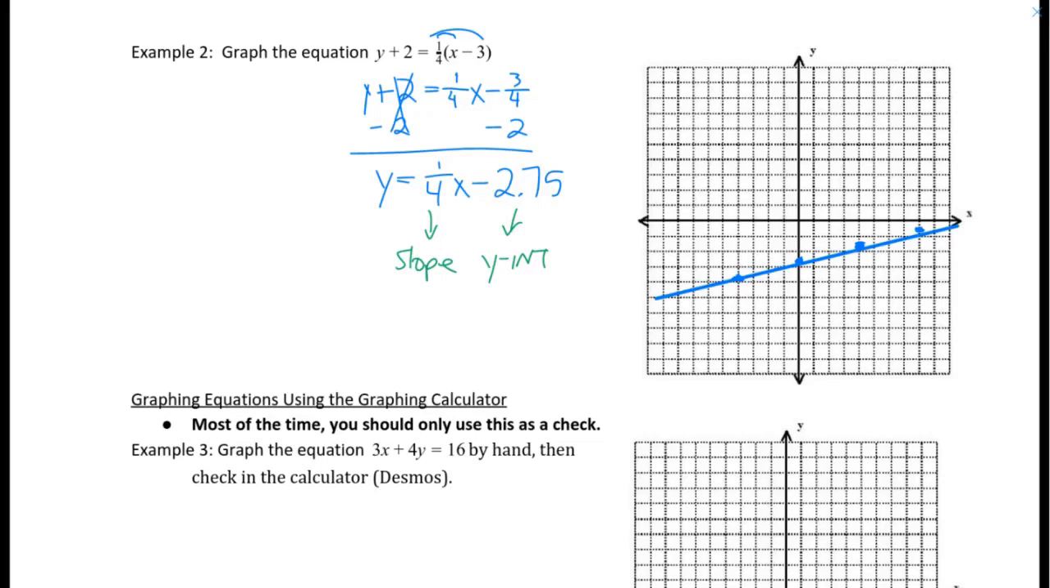Go ahead, take your straight edge once again and connect those points. Draw a line through those points, taking up your entire coordinate grid. And then, of course, as always, we want to make sure that we have arrows on the end of our line.